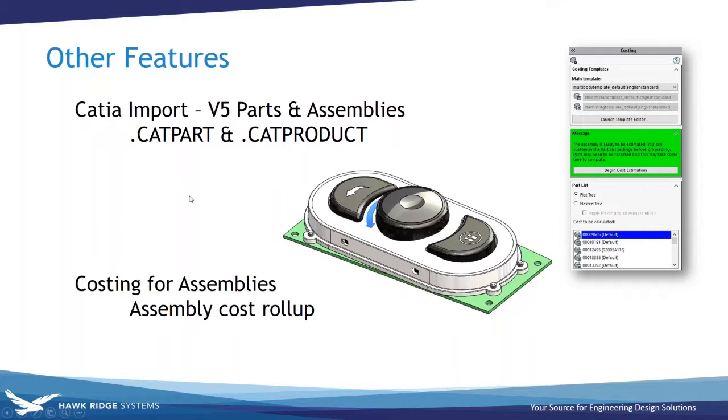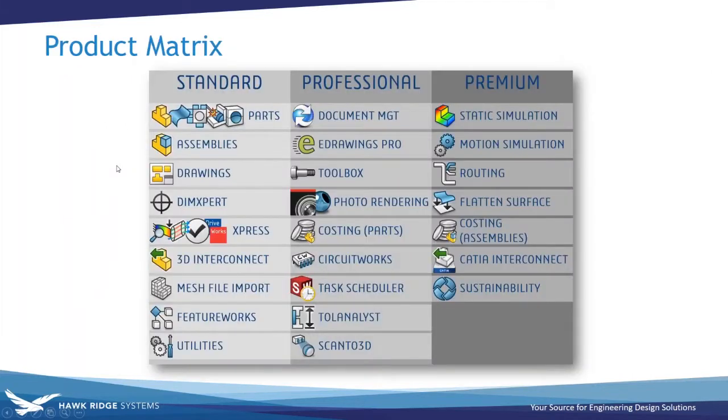Now I mentioned these are the premium exclusive functions that we've gone over so far. But what I do want to do is point you back to this quick product matrix here, just to show you everything that's also in SOLIDWORKS Professional. So we talked about everything in Premium: linear static simulation, motion analysis, routing, the surface flattening command, costing for assemblies, CATIA import capability, sustainability. But even in SOLIDWORKS Professional, you're getting lots and lots of functionality. So you're getting our PDM Standard document management system if you're on a subscription customer using SOLIDWORKS Professional.